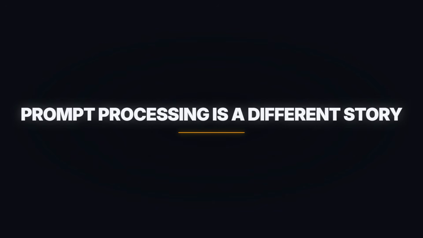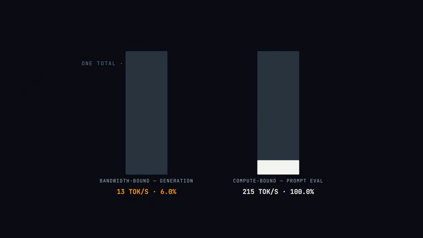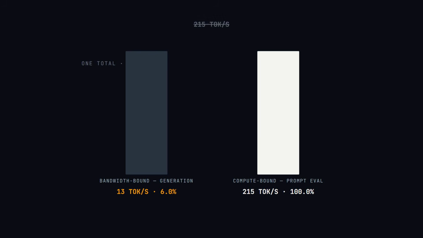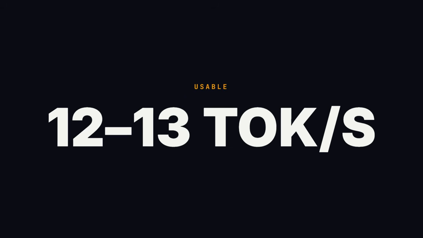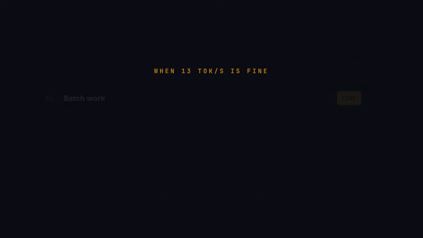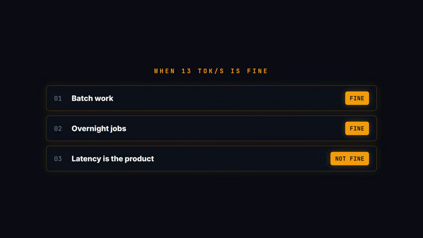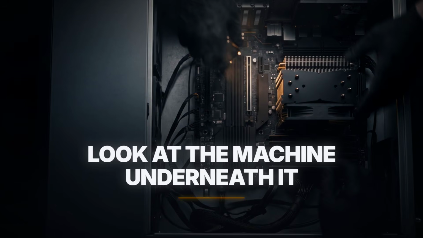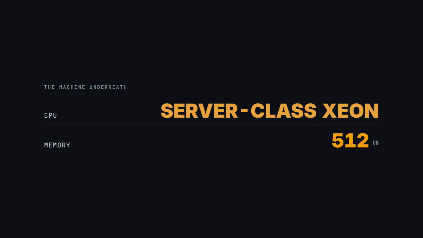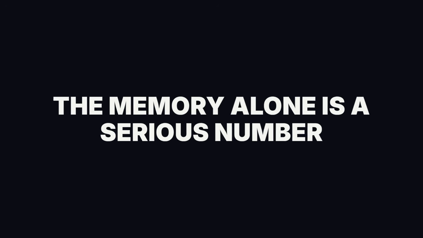Prompt processing is a different story and a worse one. Prompt eval is compute bound, and 215 tokens a second is not what a Xeon does on its own. 12 to 13 tokens a second is usable. It's roughly reading speed. For batch work, for overnight jobs, for anything where latency isn't the product, it's genuinely fine. But look at the machine underneath it. A server-class Xeon with half a terabyte of memory. The memory alone in that configuration is a serious number.